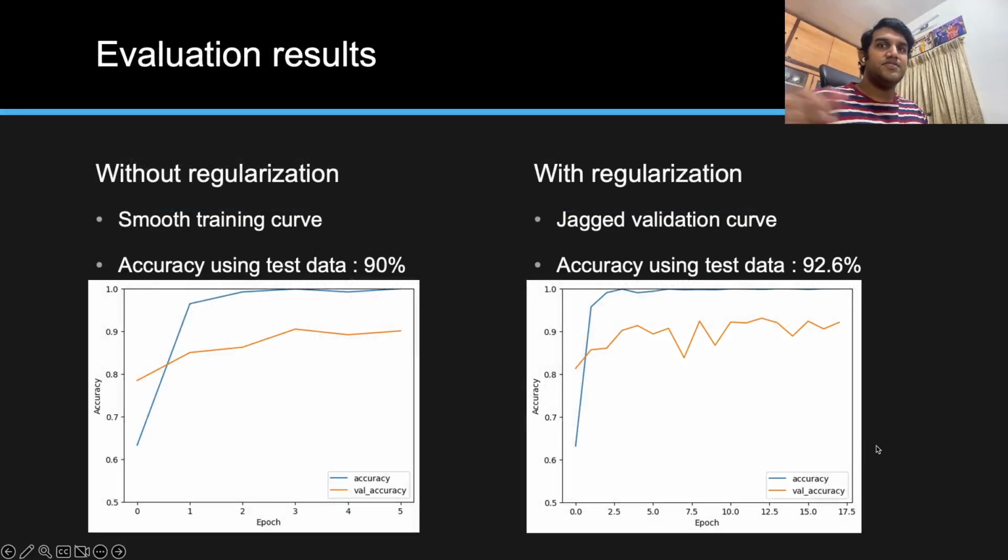As for the evaluation results, we have two forms of models: one with regularization, one without regularization. I've tested both cases. Without regularization, of course, the training curve is pretty smooth and we're getting an accuracy of 90%, it was like 89.99 something, so it got rounded up to 90% on the test data. With regularization, it was a bit jagged during the training phase, but the overall test accuracy actually increased to 92.6%. So using regularization was very useful and it actually improved the model results.